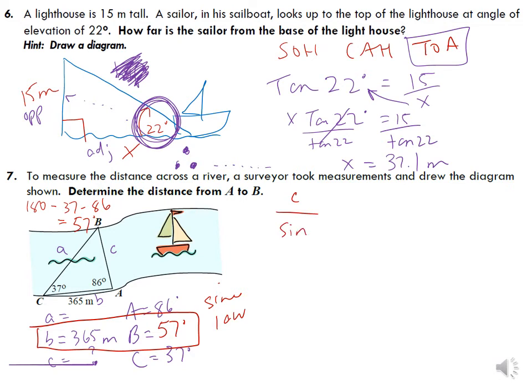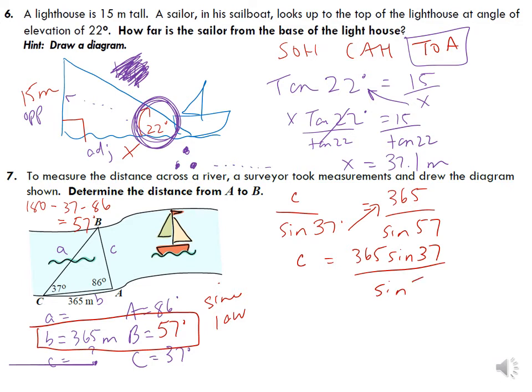Over sine C, which is 37, equals what you drew the box around, 365 over sine 57. Get C by itself, cross multiply. C equals 365 sine 37 over sine 57. Type that in your calculator just like you see it, 365 sine 37 divided by sine 57.